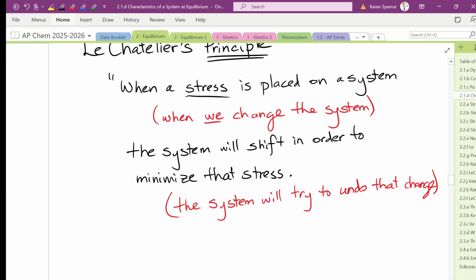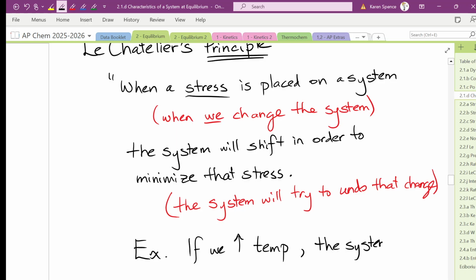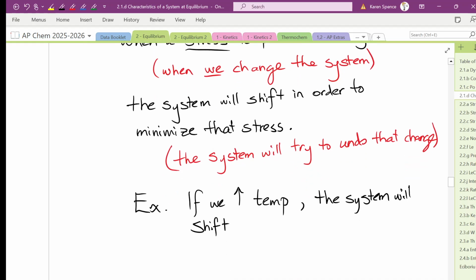So for example, if we increase the temperature, the system will shift in the exothermic direction to release, or sorry, if we increase the temperature, the system will shift to absorb heat to bring the temperature back down.